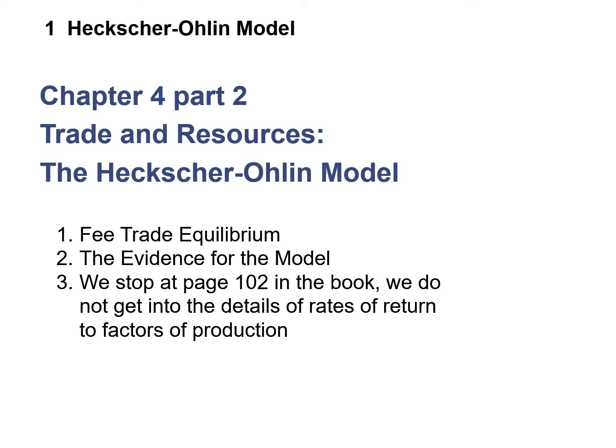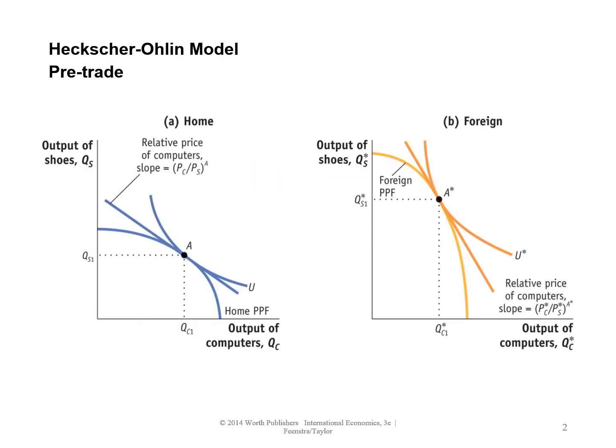We're now going to talk about the free trade equilibrium and just a little bit at the end about the evidence for the model. So here we are looking at the autarky, pre-trade equilibrium. The home country produces and consumes at point A, and the foreign country produces and consumes at point A asterisk.